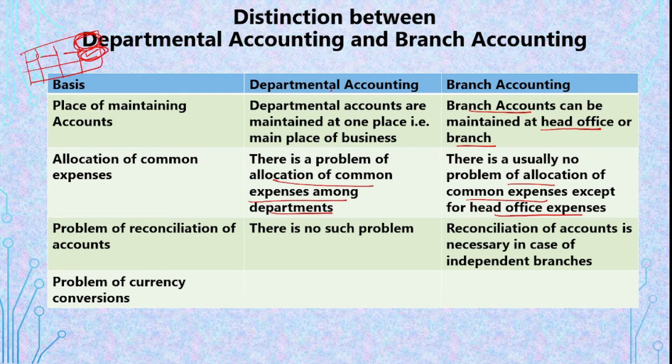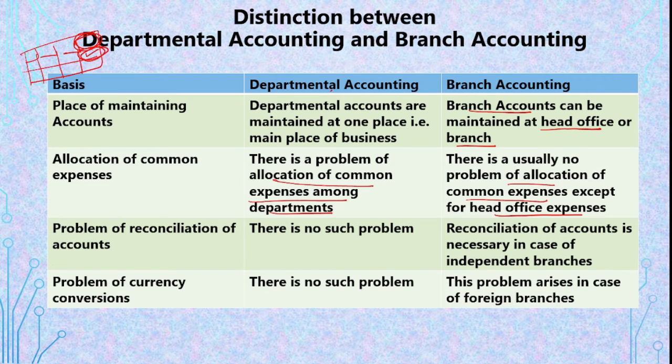Then the problem of currency conversion. Now in case of departmental accounting, this problem will not arise because the departments are located under one roof. So you do not have different currencies for different departments. But in case of branches, you may come across this problem. Suppose you have a branch in the US, so US records are being maintained in dollars. Now when you reconcile the records, you need to convert the currency. So this problem may be there in case of foreign branches, but there is no such issue in departmental accounting.